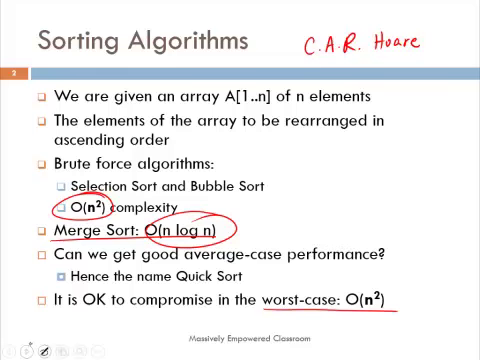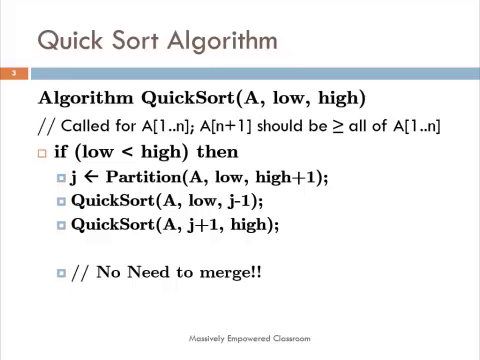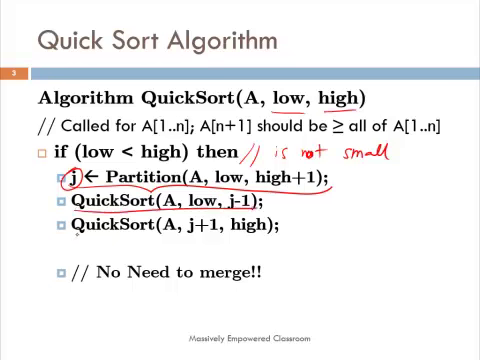The algorithm for QuickSort is rather simple. It's a straightforward implementation of divide and conquer. So we are given an array where the data elements are from low to high, and if low is less than high, that means the problem is not small. If low is not less than high, that means there is only one element and there is nothing to be sorted. Then we call another algorithm called partition. This partitions the array into two parts. It returns the partitioning position j. Then we call QuickSort recursively on low to j minus 1 and j plus 1 to high.